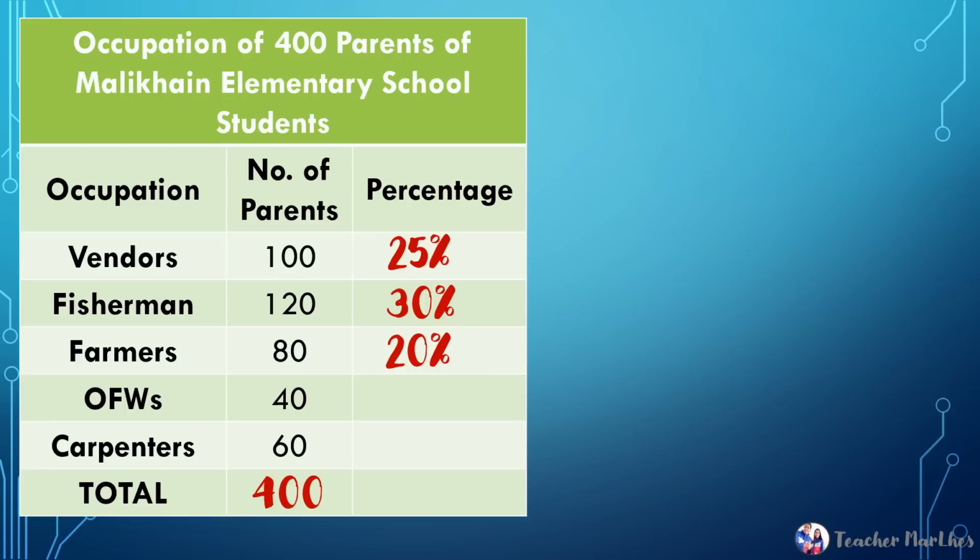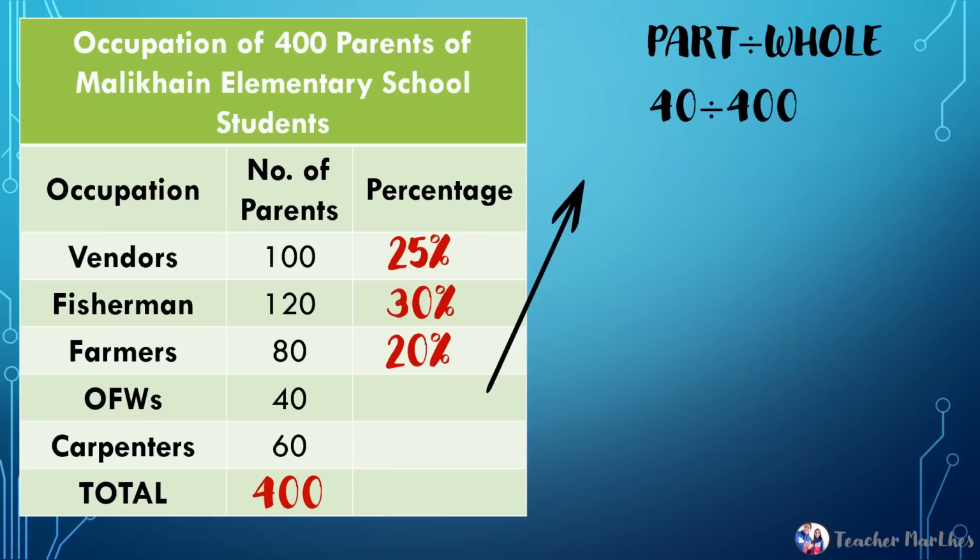So next is OFWs. Part divided by whole again. So ulit-ulit lang tayo, no? Divide ang part divided by whole. So part is 40. Ang whole ay 400. So kabuuan. So 40 divided by 400 cannot be, so that is 0.